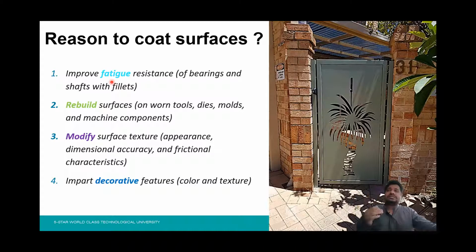Then we can sometimes do modification and surface texturing. With that you can improve the appearance and three-dimensional accuracy of your part or product and improve frictional characteristics. And last but not least, you can improve the aesthetics and the looks of your product by adding decorative features. So these are some of the reasons why we carry out coatings and surface treatments.